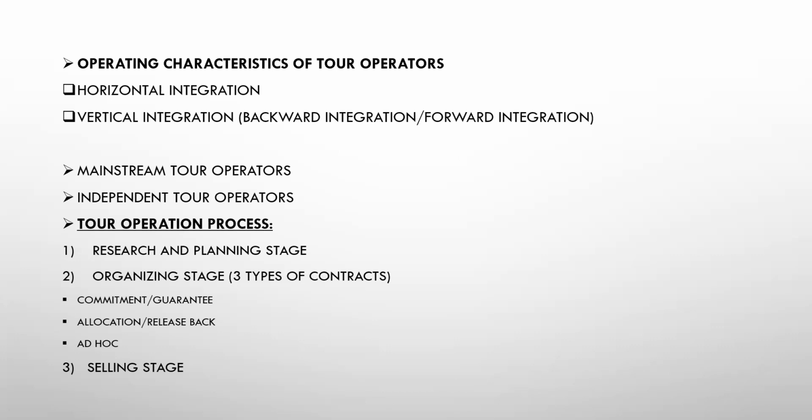There are two things when it comes to the operating characteristics of tour operators. We have horizontal integration and vertical integration. First of all, horizontal integration. When this happens, it happens at the same level of the supply chain. If we remember the supply chain, we have the principals, then tour operators, then travel agents or selling online, and then the customers.